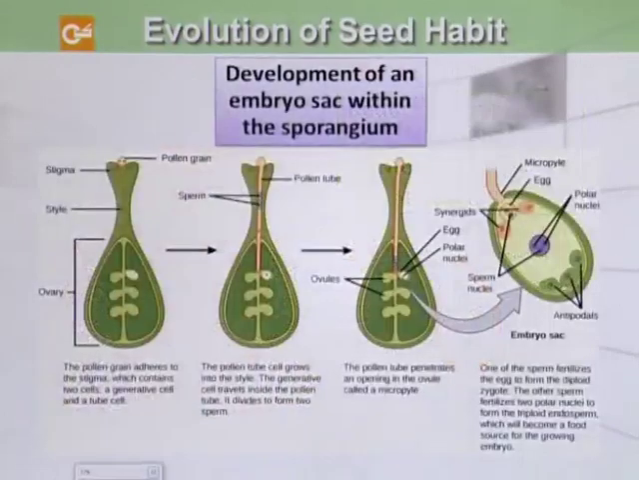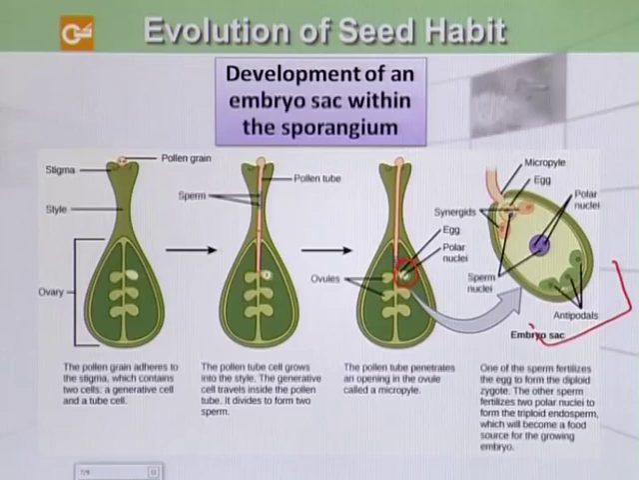And then there was development of embryo sac within the sporangium. If we look at this figure, here is the ovule in which fertilization is to occur, and it has all the apparatus: the egg and the synergids whose nuclei have converted, and polar nuclei. So this whole integumented structure is called the embryo sac. It was developed within the sporangium, and it was advantageous because it provided protection.